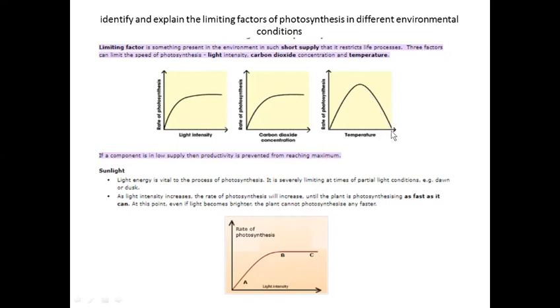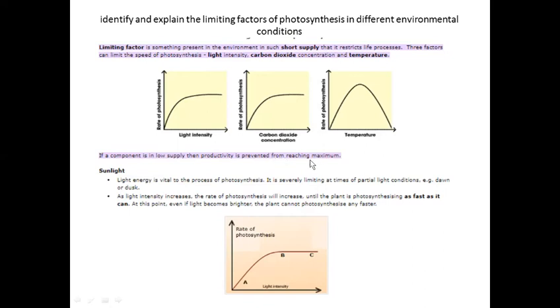You see here, see the cursor here. When it reached this point, it means the rate of photosynthesis is zero. It means that at this point, all the enzymes are damaged. And once the enzymes are damaged, they cannot regain the previous position. Okay, so if a component is in low supply, then the productivity is prevented from reaching the maximum.